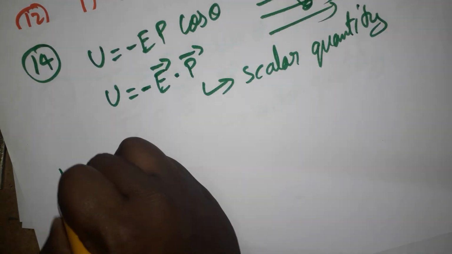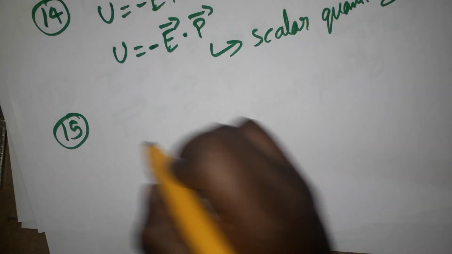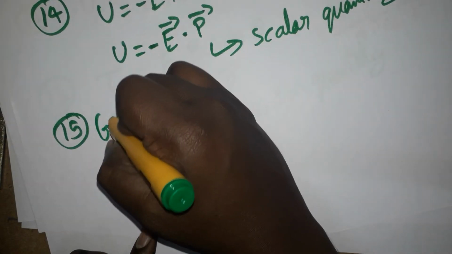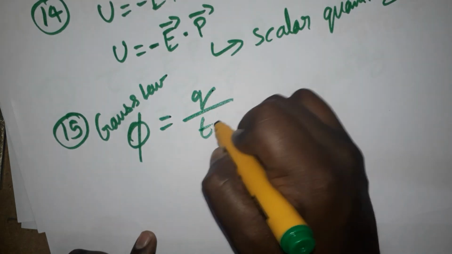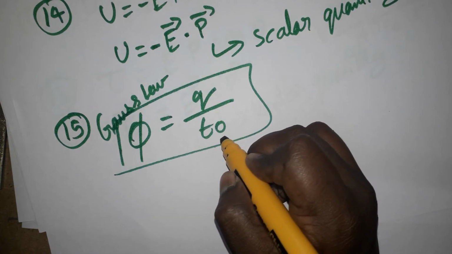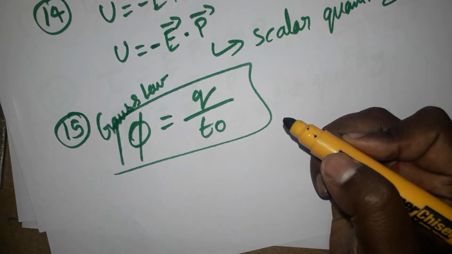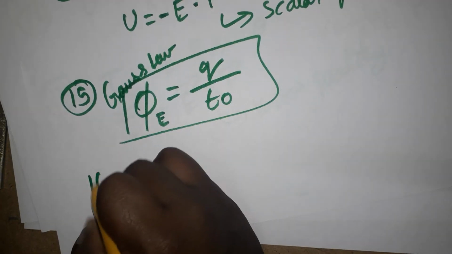Okay. The next question, formula number 15. Flux according to the Gauss law. According to the Gauss law, flux is equal to Q divided by epsilon naught. Q is the charge. Epsilon naught value is 8.85 times 10 power minus 12. It is electric flux. It is the Gauss law statement.